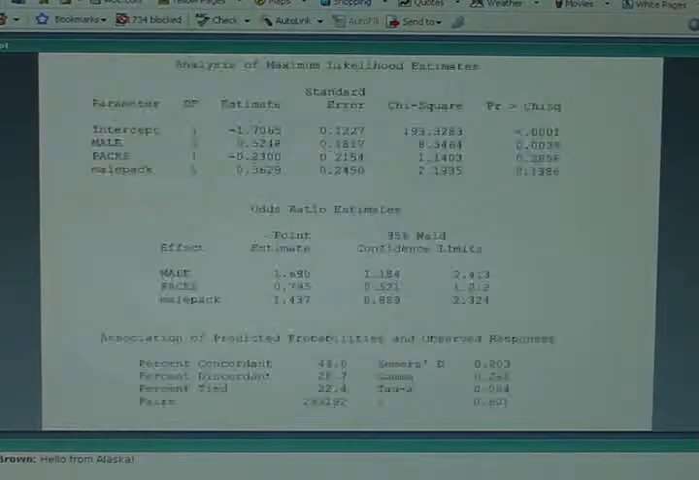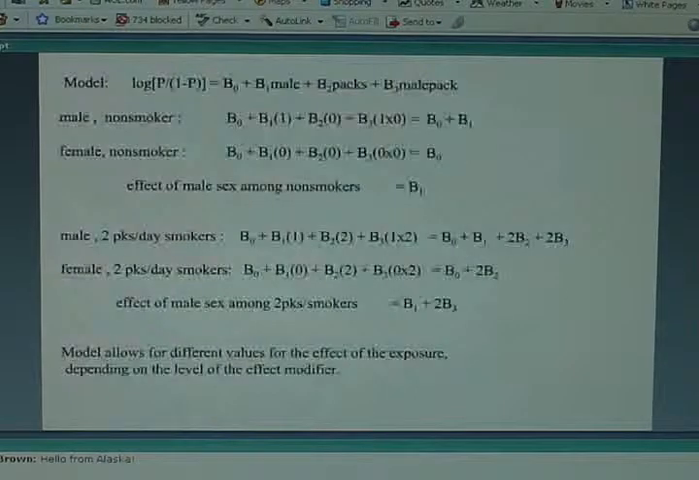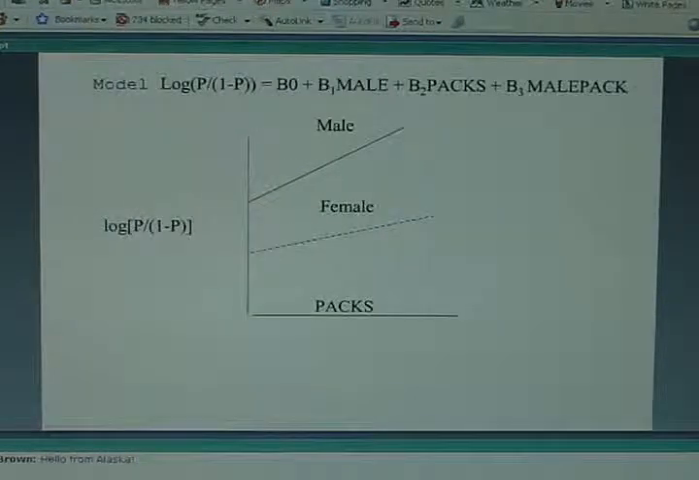Let's go to the model itself. Here's the coefficient estimate for B0, for B1, for B2, and for B3. The first thing we do is we look at the coefficient for B3. Because notice, if I go back to the model, 2 slides ago, if B3 were equal to 0, what I would have is the same model I had before, B0 plus B1 plus B2. So how can I decide whether this model that allows for effect modification, that allows for the males and females to have different slopes when we look at the relationship between cigarette smoking and your log odds of disease, is better than the previous model?